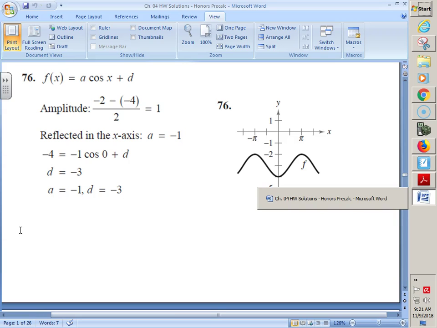Were you guys filling in stuff from a graph? Is that what you were doing? You were, right? Kind of like the one we did at the beginning of class? Okay. So here's the graph. Did you guys figure out the axis is -3? It's halfway between the top and the bottom.